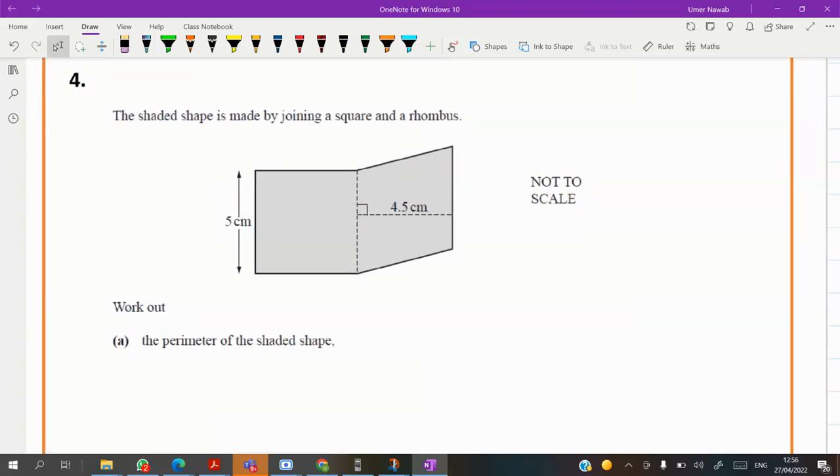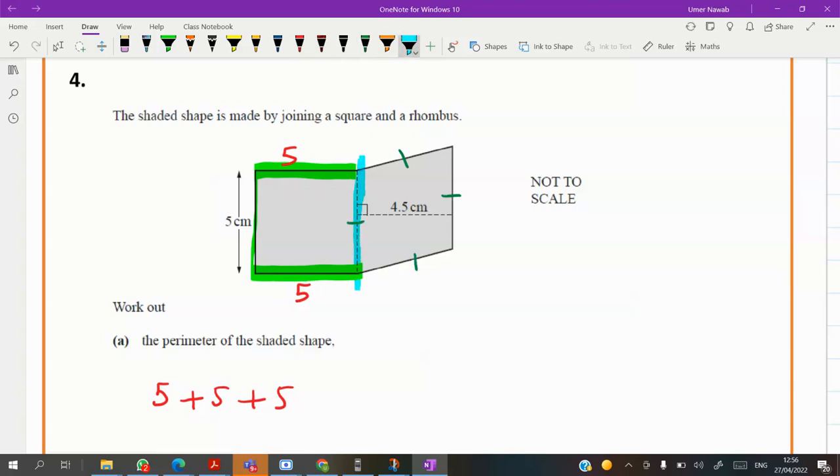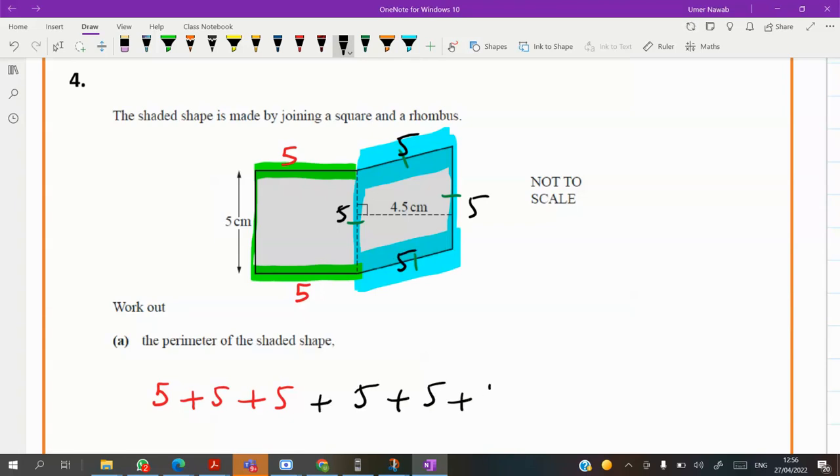Next, we want to find the perimeter of the shaded shape. So the shaded shape is made up of this, this, and this, which is a square. So this is 5 and this is 5. 5 plus 5 plus 5. Now, he said it is a rhombus. So you know that, guys, rhombus has also same sides. So if I say this is 5, so this is also 5, this is also 5, and this is also 5. So 6 fives we need to add to get the perimeter of the shape.